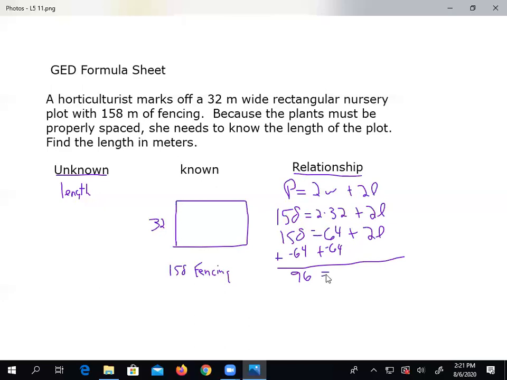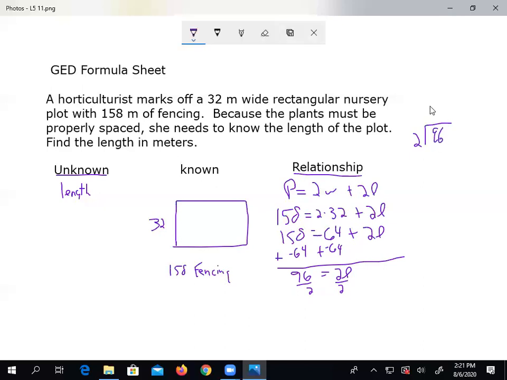And over here on the other side, we have the 2L. To make the coefficient go away, we have to divide by the coefficient. So we divide by 2 here as long as we divide this side by 2. So what I have to do is go 2 into 96. And so I can use my long division to do that.